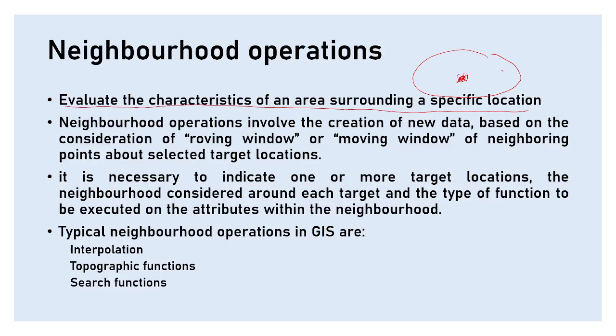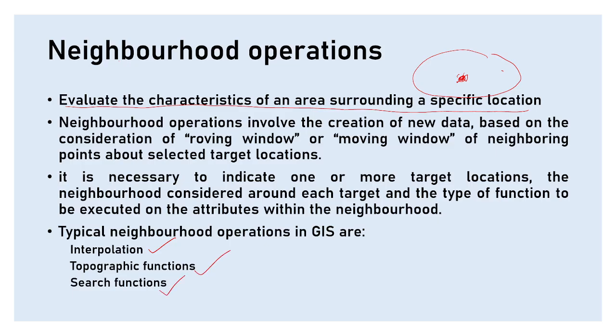Evaluating the characteristics of an area surrounding a specific location. It is necessary to indicate one or more target locations, the neighborhood considered around each target, and the type of function to be executed on the attributes within the neighborhood. So you have these neighborhood operations available like interpolation, the topographic functions, or the search functions.